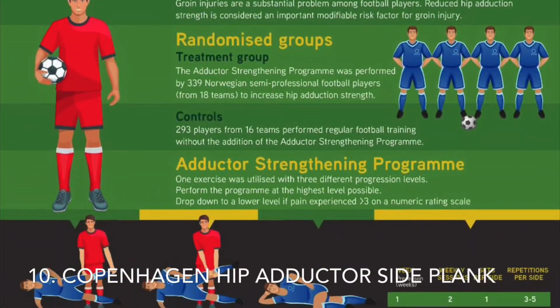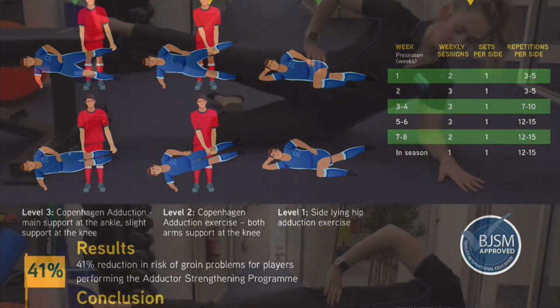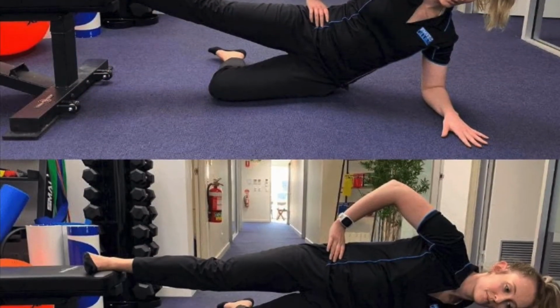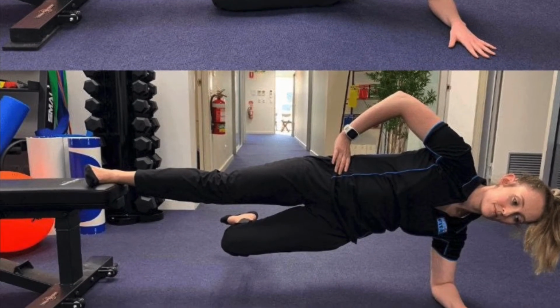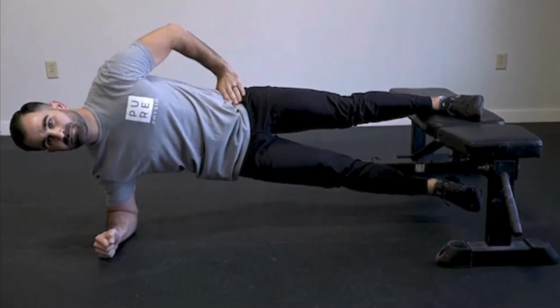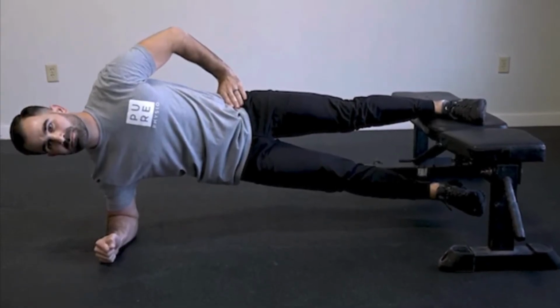Next exercise is the Copenhagen side plank exercise. This is one of the highest levels of eccentric strengthening you could do for the hip adductors. Only do this if all the other exercises shown in this video feel pain-free. This is the highest level of tensile force you can put in adductors. Now I apologize for not demonstrating. My form is just so poor, I didn't want to show you guys the incorrect form.